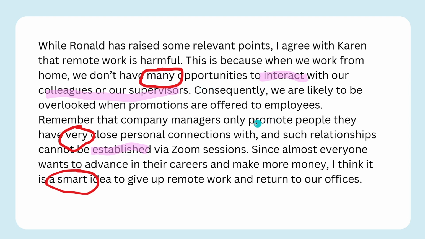I mean, and then I said they only promote people that they have very close personal connections with. I mean, I could have replaced very with anything like extremely, or long-lasting personal connections with, anything but very. I could have done more. Same with smart. I think it is a smart idea to give up remote work. I could have said it is an advantageous idea to give up remote work. You see what I mean? I mean, I'm just paying attention to the vocabulary, and I could do better. I could make it a little bit more advanced.